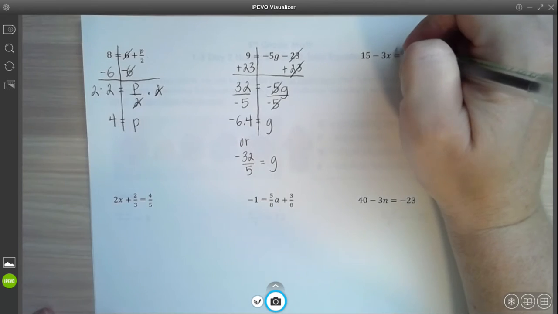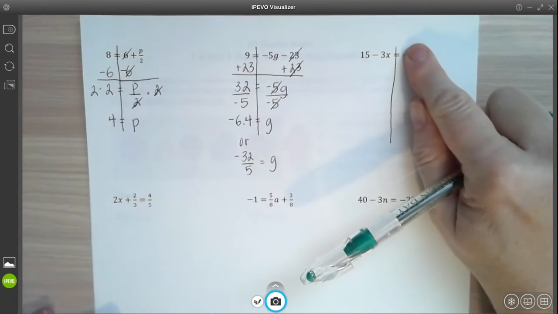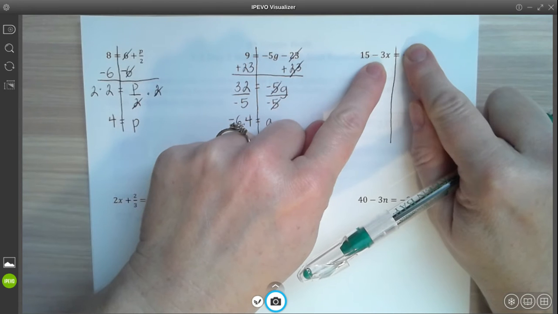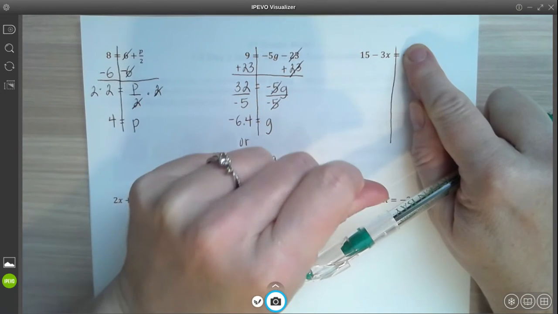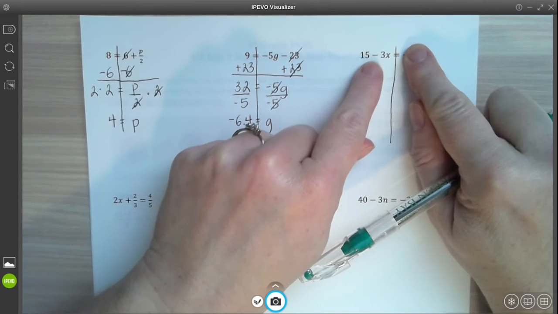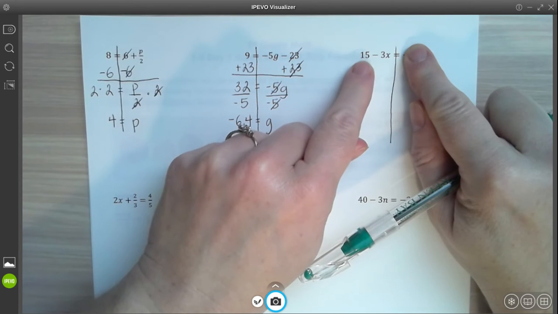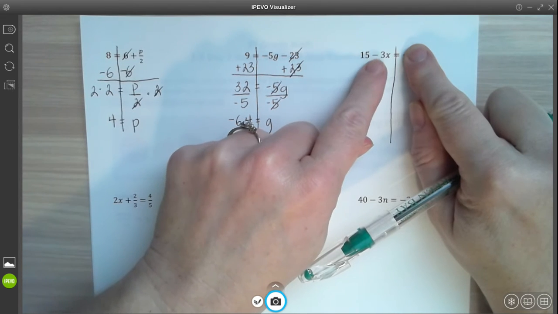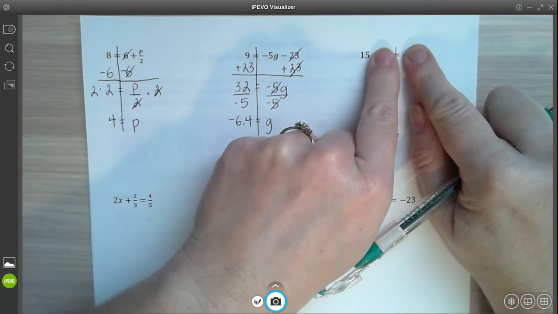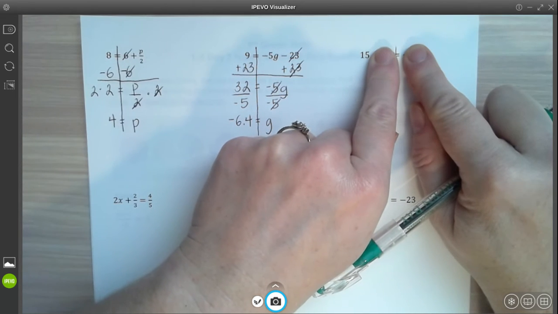Okay, in the next one, I'm going to draw my line. This time the variable's on the left, so I have to get rid of the 15 and the negative 3 multiplied with the x. The 15 is the number that's all by itself, so we have to add or subtract that first. Now, I know there's a subtraction here, but that subtraction sticks with the 3x. So really, we have to move a positive 15.